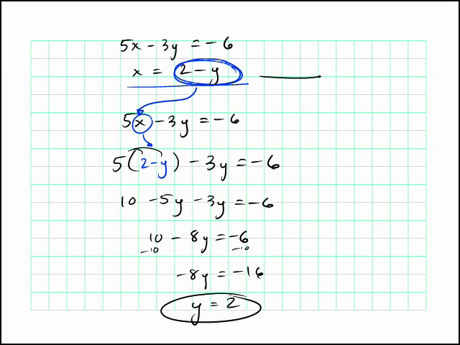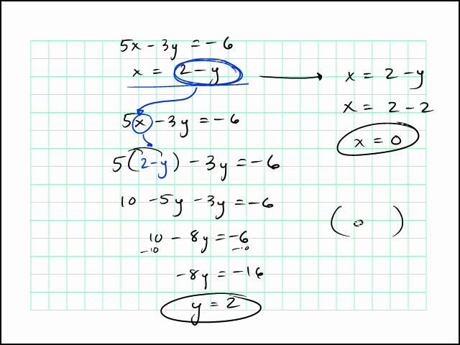So I'll use this equation that solves for x already. X equals 2 minus y. But we just found that y is equal to 2, so 2 minus 2 is 0. X must be 0. So the solution to our system, the ordered pair 0, 2.